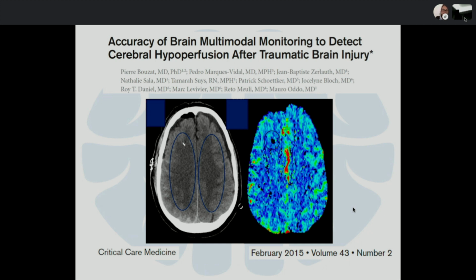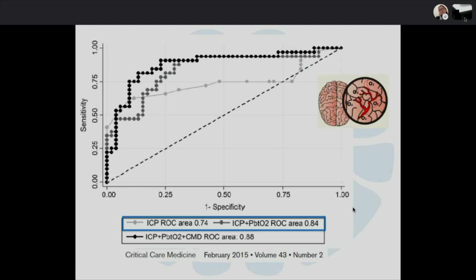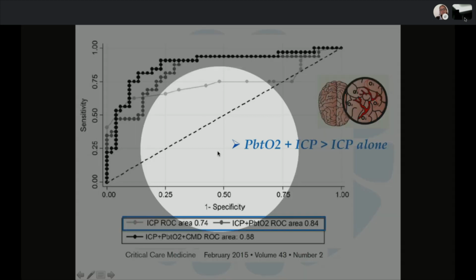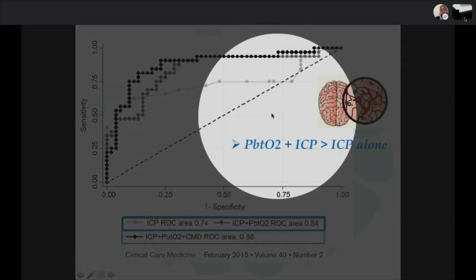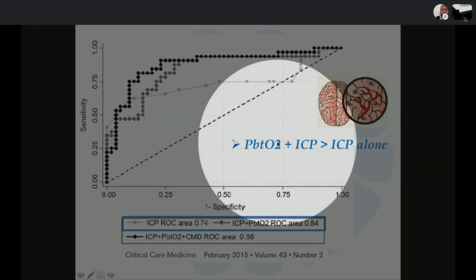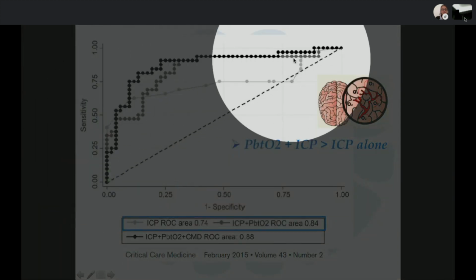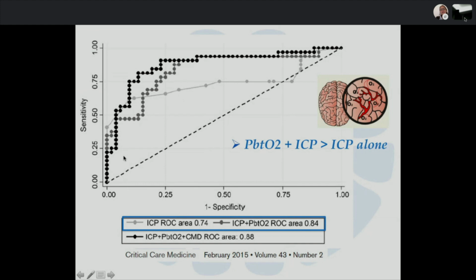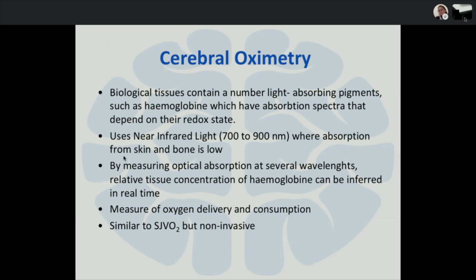They basically studied cerebral hypoperfusion after traumatic brain injury. This is a ROC curve, which is telling us that the use of the PbO2 together with the ICP is much more reliable here. You can see it here, rather than the use of ICP alone to detect cerebral ischemia and secondary brain injury. So actually PbO2 is something really important.